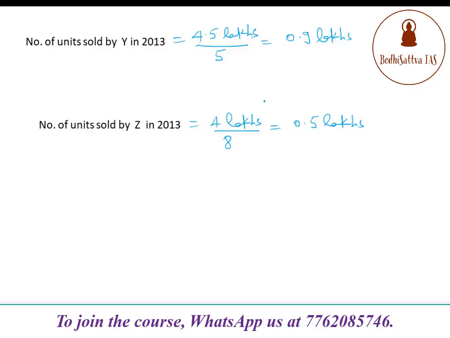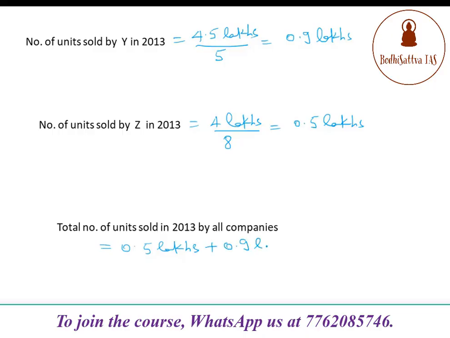Now to find out the total units sold by all the 3 companies, we will add all the 3 that we found out. So total number of units sold in 2013 by all companies will be 0.5 lakhs by company X, 0.9 lakhs by company Y and 0.5 lakhs by company Z. If we add, we will get 1.9 lakhs. So 1.9 lakh units were sold by all the companies in 2013.